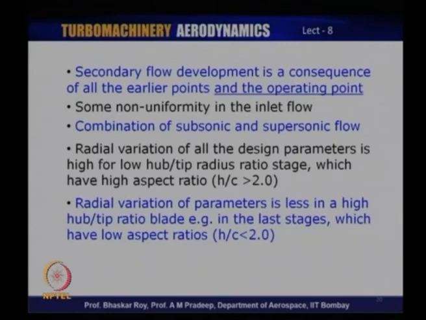And then the radial variation of all these design parameters is packaged together in a high or low hub to tip ratio blade, which as I mentioned is given in a high aspect ratio blade, which I showed you one blade where the aspect ratio was close to 6. So, anything higher than 2 is normally called high aspect ratio, whereas the last blade which I showed actually had aspect ratio close to 1, and that is a low aspect ratio blade. So, radial variation of parameters is less in a low aspect ratio blade, which is typically high hub to tip ratio blade and typical of the last stages of a multistage axial flow compressor.